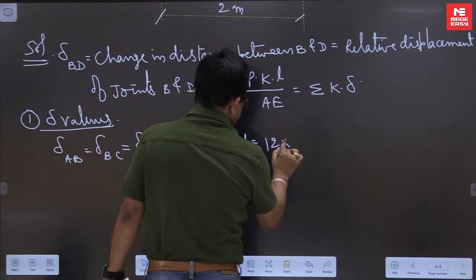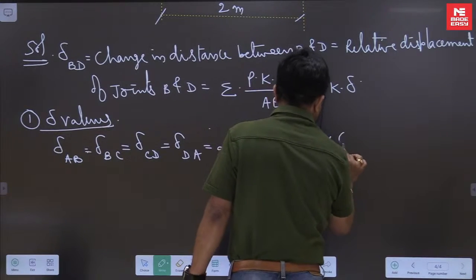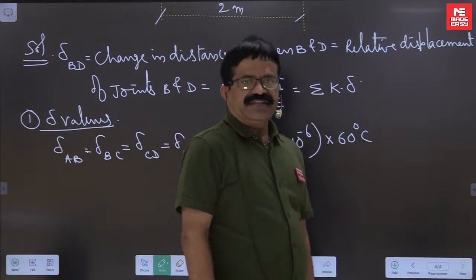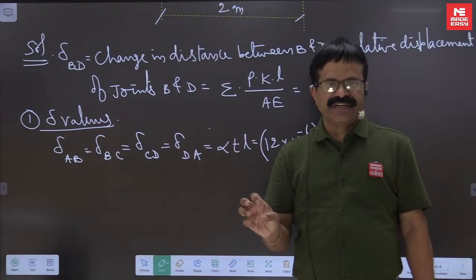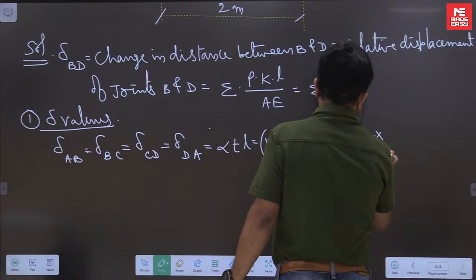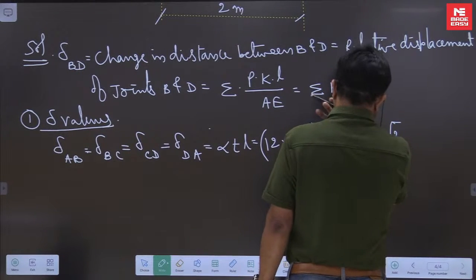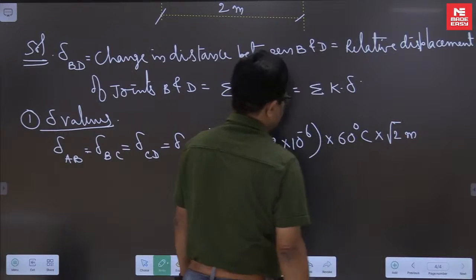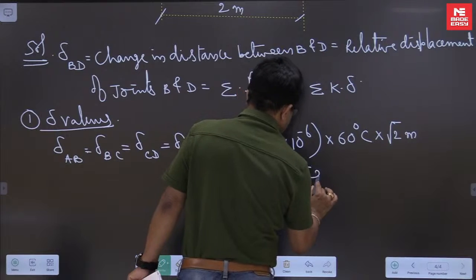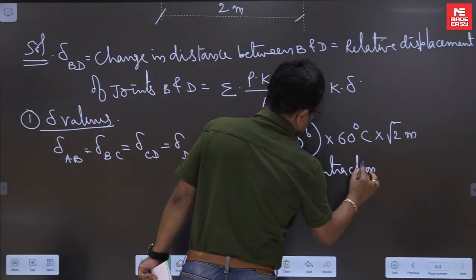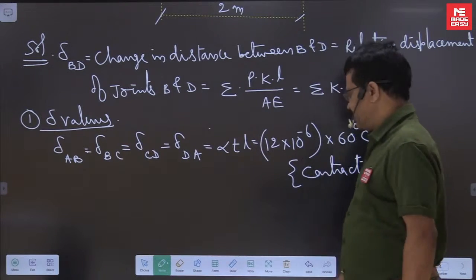Alpha is 12 into 10 to the power of minus 6 per degree centigrade. Temperature lowering is 60 degrees centigrade. It is not necessary that in the exam they always increase the temperature; it can be lowered also. So alpha TL, with length root 2 meters. We can write it in terms of root 2 meters itself. We substitute; this is contraction. For all the members, the delta values are the same. This will take, say, 15 seconds.